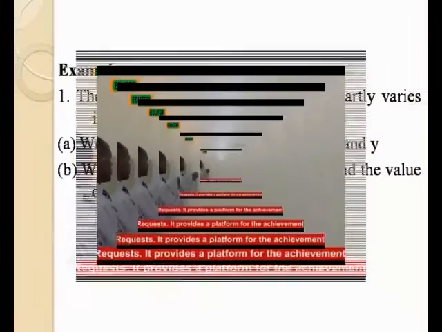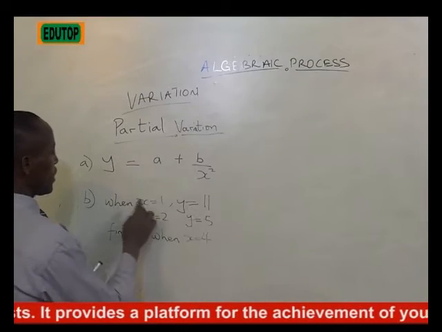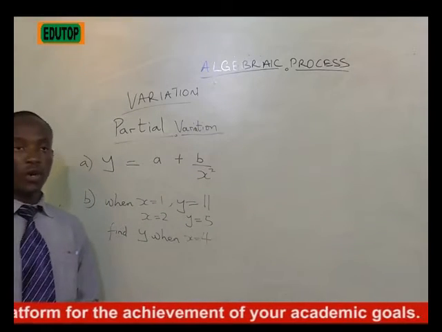Now the b part, it said when x is equal to 1, y is equal to 11. And when x is equal to 2, y is equal to 5. Then the final question is to find y when x is equal to 4. From these two values, we have sets of values, but here there is an unknown. But here we are being given x and y. From these two expressions, we are going to have two sets of equations.